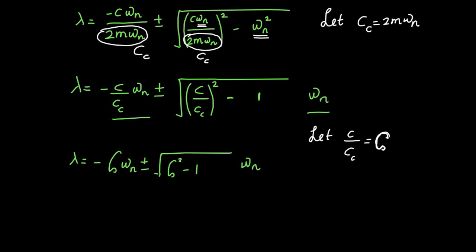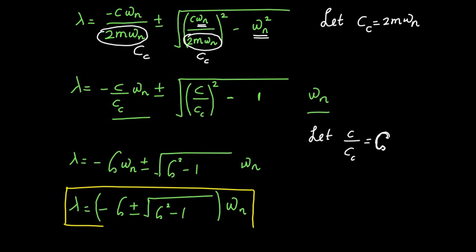Well, if you want, you can take this omega n common outside. I should have done that in the previous step. I'm sorry. Minus eta plus or minus root of eta square minus 1, into omega n. I'll put a nice box now. So that is our solution for lambda.